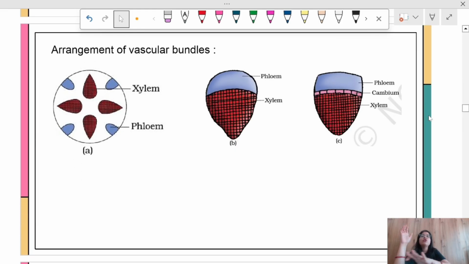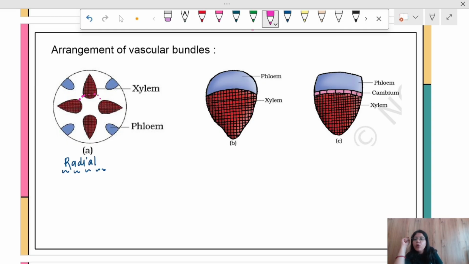Now very important part of this topic is arrangement of vascular bundles. Okay, NCERT gives you these three diagrams. In these three diagrams, you have to learn the fixed arrangement of vascular bundle in different sections. In the first figure, as per NCERT, this is the radial arrangement of vascular bundle. What is the meaning of radial arrangement? Can you see that the red color bundle is xylem labeled here, and the blue one is phloem, right?